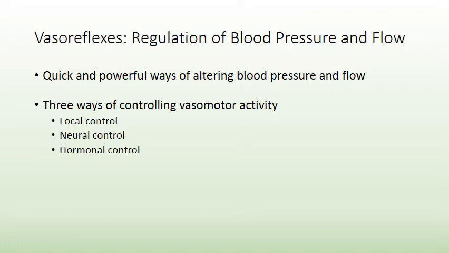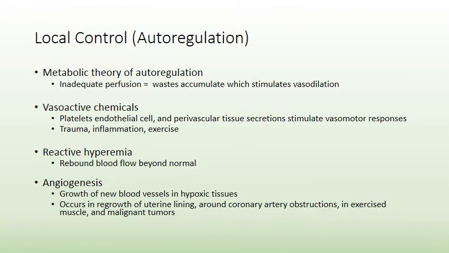So we have three ways that we can control the vasoreflexes. Okay, and I'm just going to briefly touch on each of these. We have local control, neural control, and hormonal control. There are a lot of things going on with local control. Autoregulation is when these tissues are capable of regulating their own blood supply.